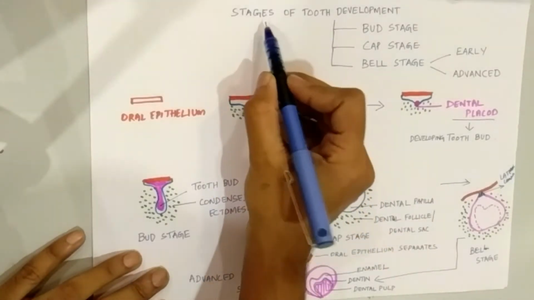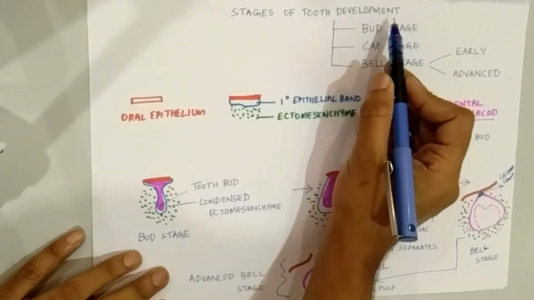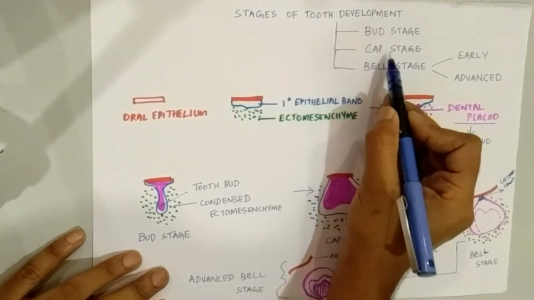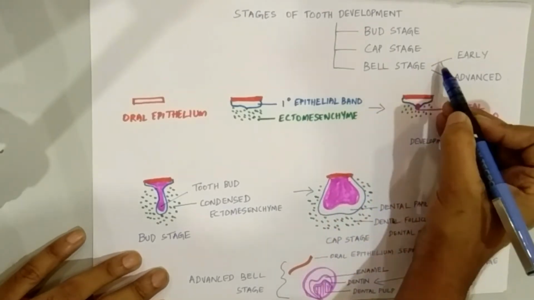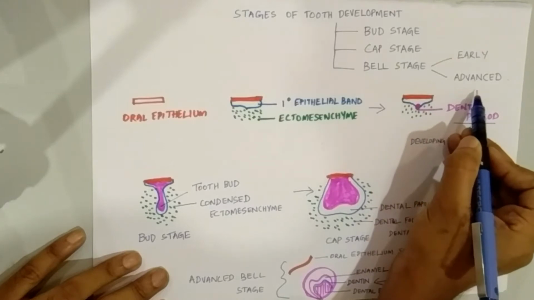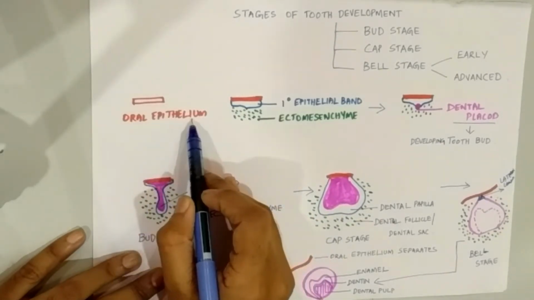As discussed in the previous video, tooth development has three stages, that is, the bud stage, cap stage, and the bell stage. Again, the bell stage is classified into early bell stage and advanced bell stage. Development of the tooth begins at the oral epithelium.